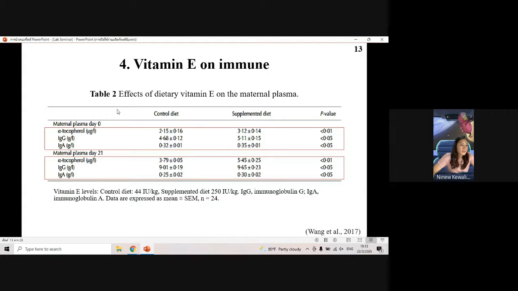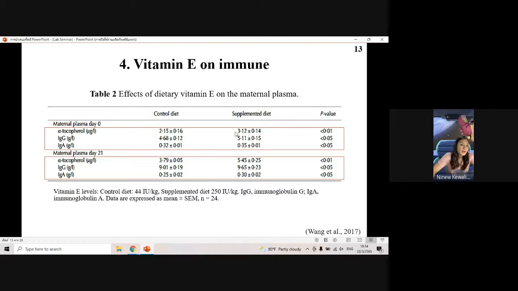This table shows the effect of dietary vitamin E on the maternal plasma on day 0 and day 21. We can see from here that on day 0, the tocopherol, or vitamin E, is high in the group with 250 IU per kilogram of diet. They have a higher concentration of vitamin E than the control group.